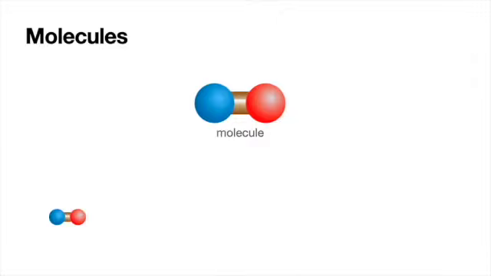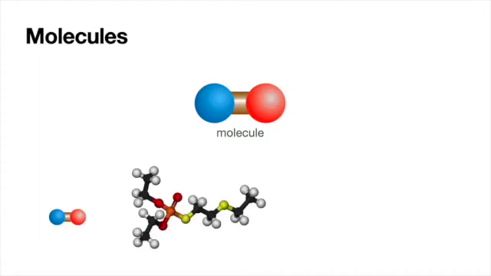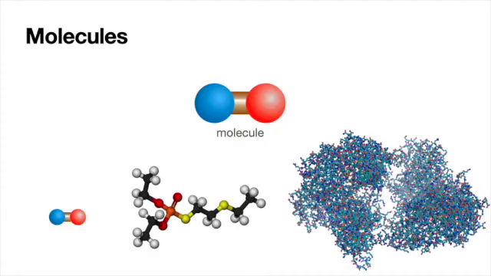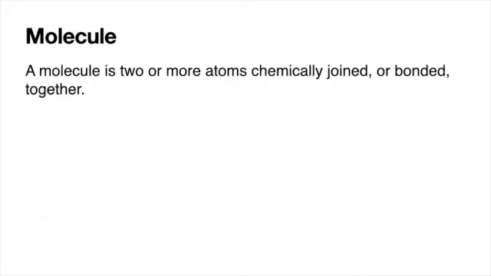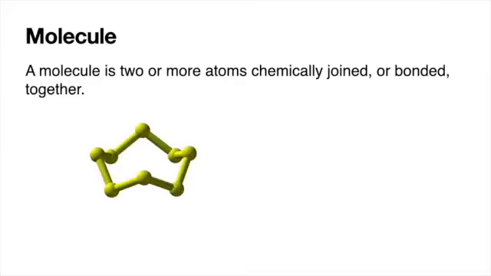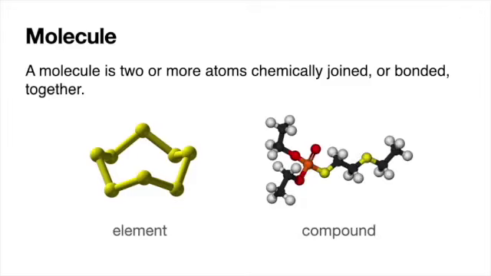A molecule can be made of just two atoms, or it can have quite a few atoms, or it can have many thousands of atoms, such as this molecule of a protein. A molecule is two or more atoms chemically joined or bonded together. The important part is that each atom in the molecule is bonded to at least one other atom. If all the atoms are the same type, that substance is an element. If the atoms are different types, then that molecule is a compound.